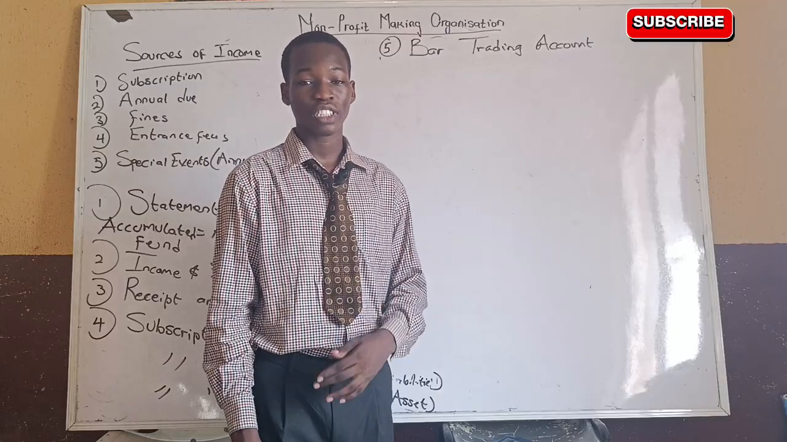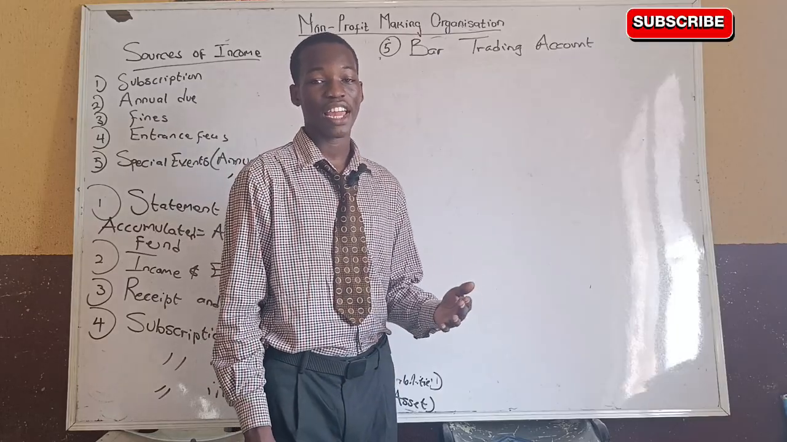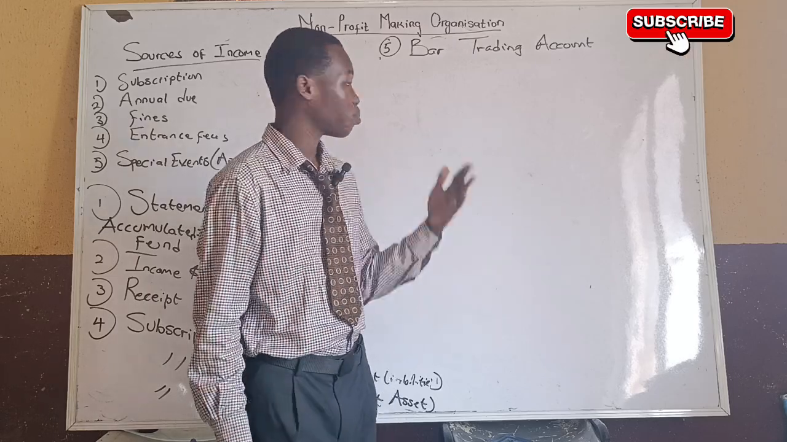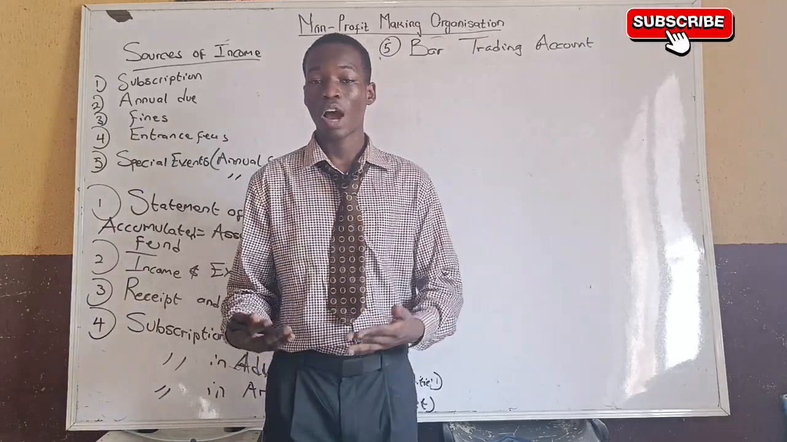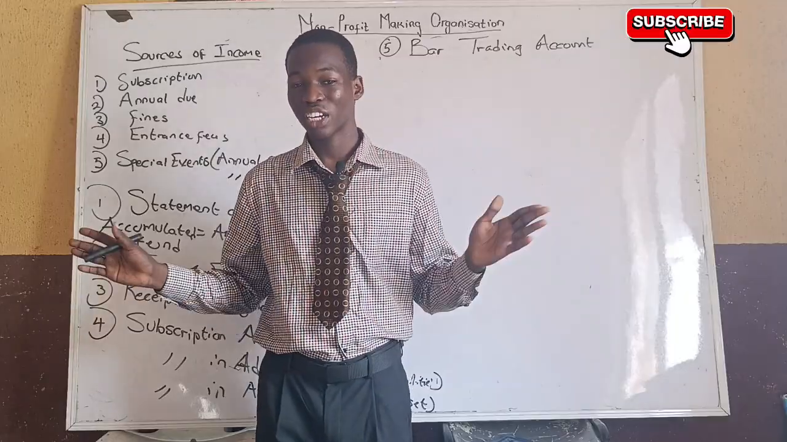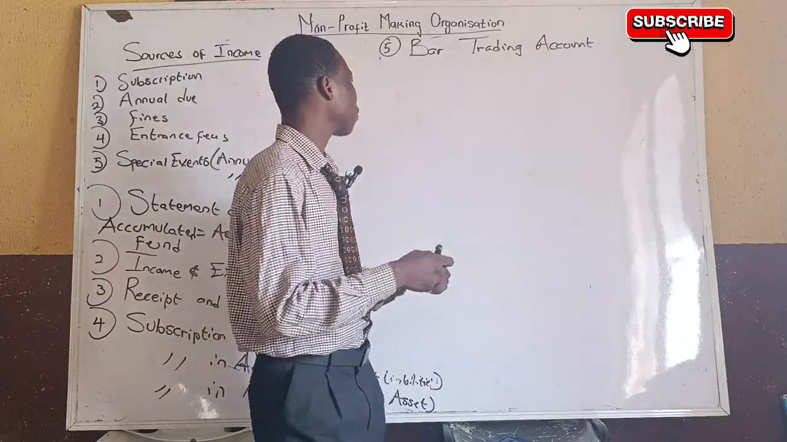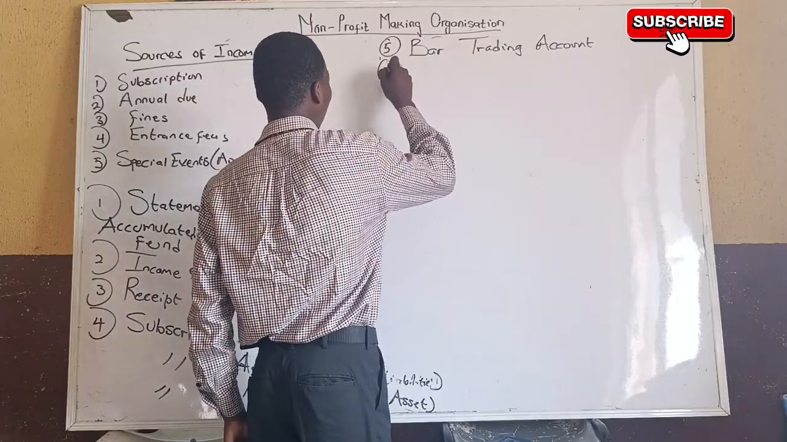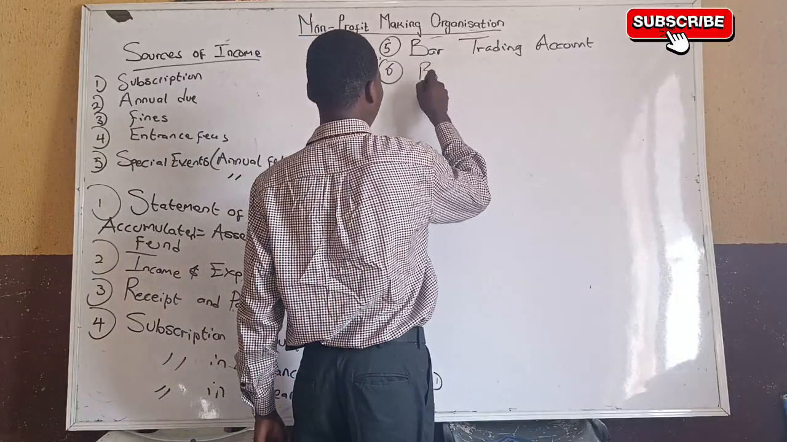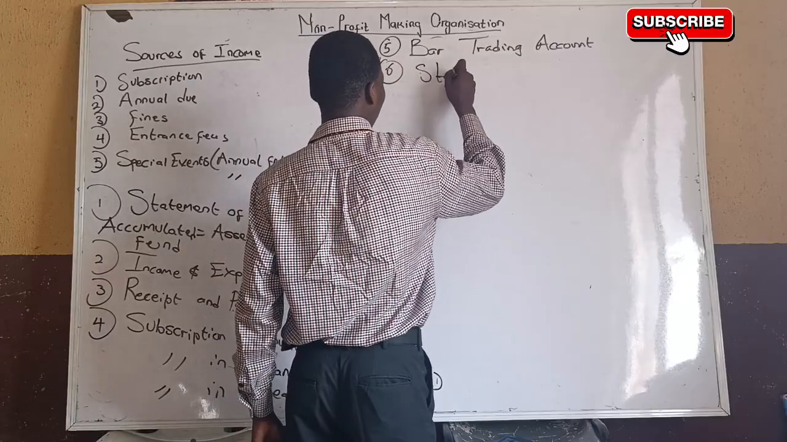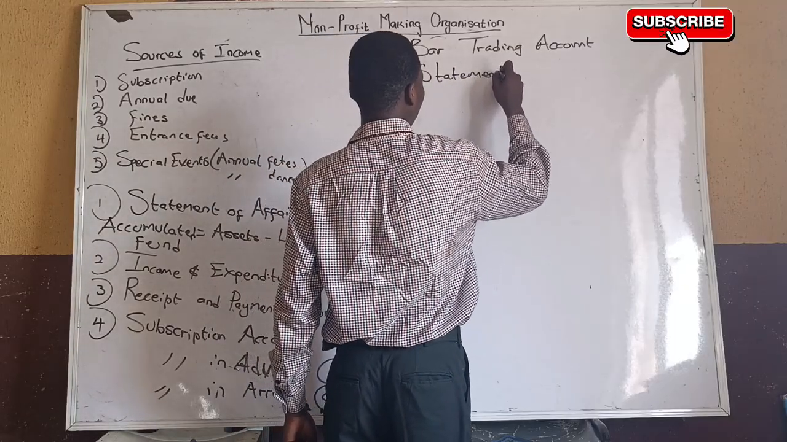You can call it the bar profit or loss account for the year ended, so and so date. And this is prepared similarly to our statement of trading profit and loss. So it's the same thing as our trading profit and loss account. And the last part under this not-for-profit making organization is your balance sheet, which you can call the statement of financial position.